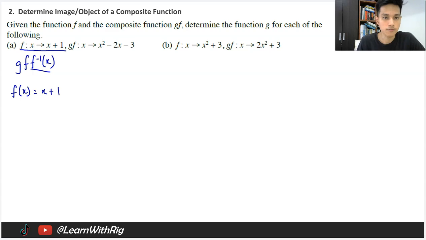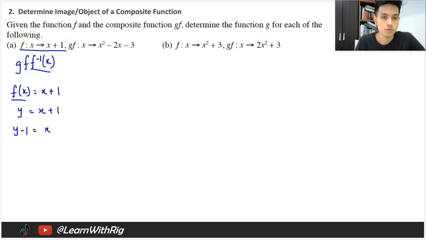Okay, so to inverse this, first thing, you're going to change this f(x) value in terms of y. Substitute as y, so you're going to assume f(x) equals y. So y equals x plus 1. Now you're going to shift everything on the right to the left, except the x value. So you are left with y minus 1 equals x.